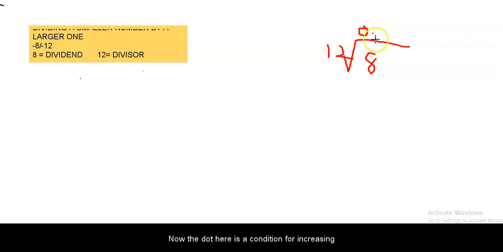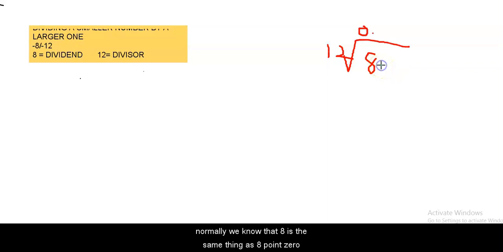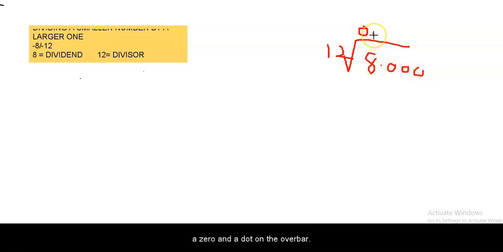Now the dot here is a condition for increasing the 8. You know, normally we know the 8 is the same thing as 8.000, and so on and so forth. No matter how many zeros you add after the dot, the magnitude of the number will still remain as 8. But the condition for including this is to add a 0 and a dot on the overbar. This is a tricky part.